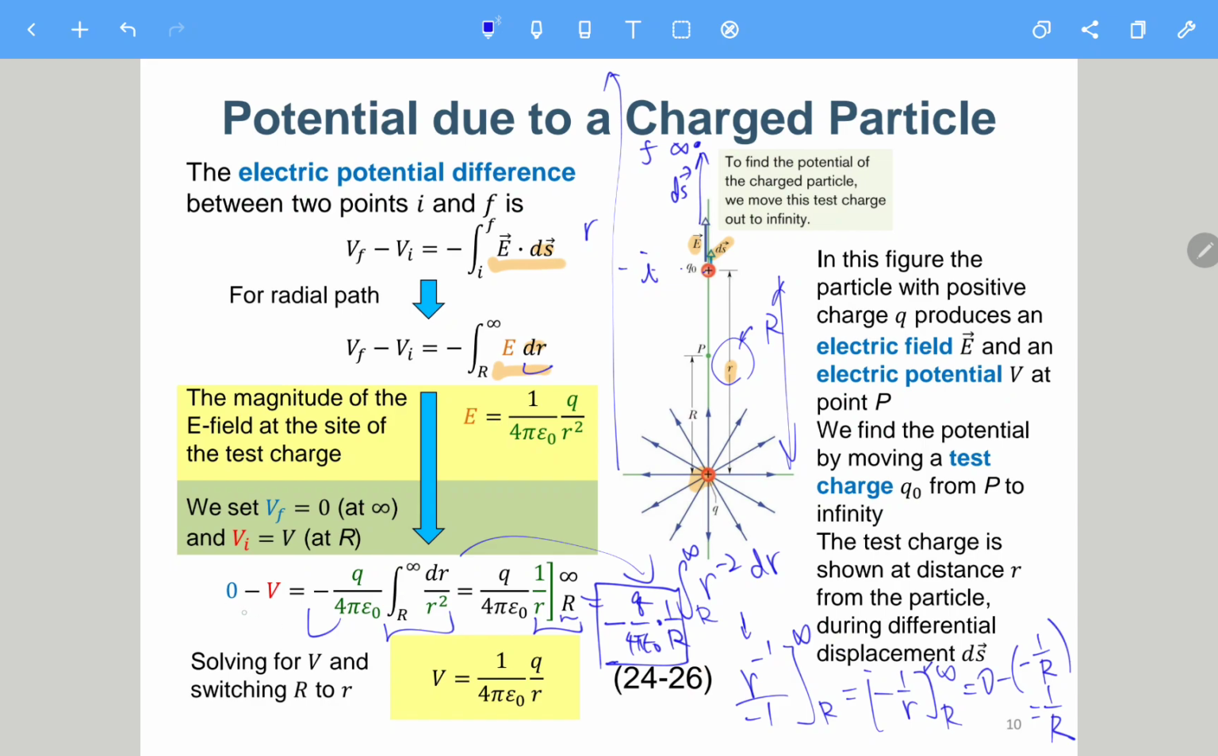And then this negative sign and this negative sign will cancel because this is negative V. So this negative sign and this negative sign cancel. Finally, we have V to be 1 over 4 pi epsilon naught times Q over R. So you need to be very careful about the plus or negative sign, but it turns out to be true for all equations.